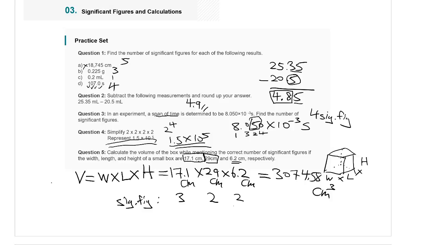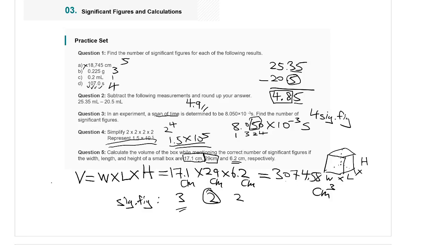When we are doing multiplication or division, we are going to choose the one with the least significant figures. So the 2 over here. Yeah, there's much more information in the other one, but we only have 2 for the least. So we are going to keep 2 significant figures.